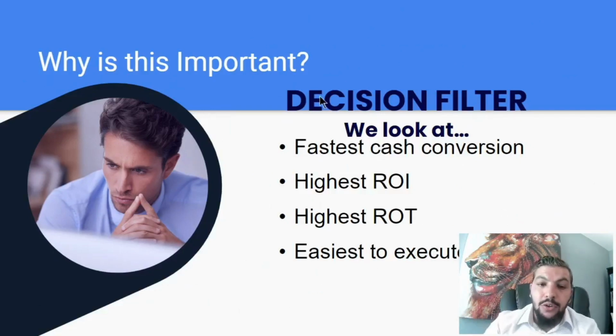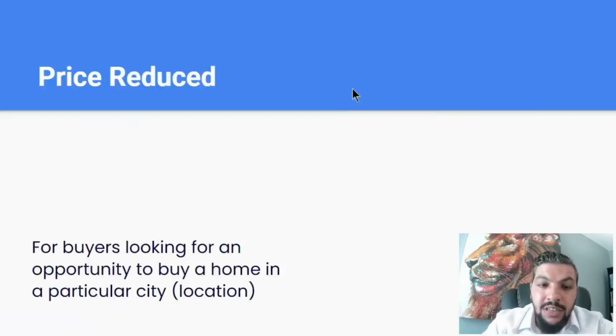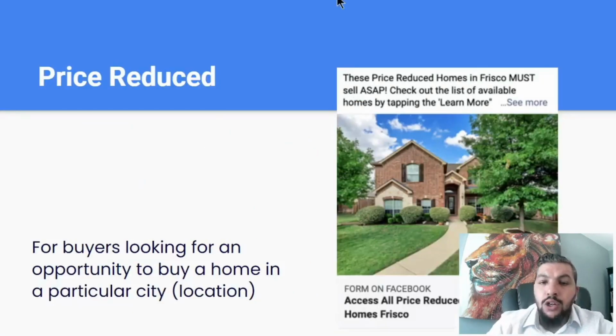Now I'm going to share with you some ad campaigns that are working great right now, and then we'll wrap things up, okay? I'll show you a few, I think 4 or 5 or so. The first one is price reduced campaigns, and it says these price reduced homes in X city must sell ASAP. Check out the list of available homes by tapping the Learn More button.